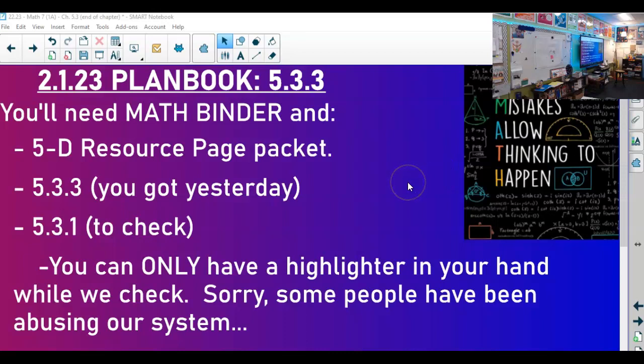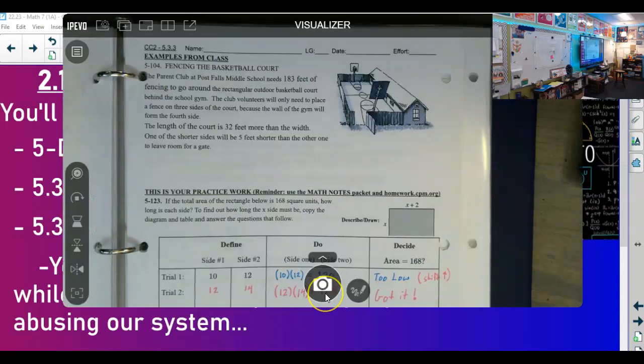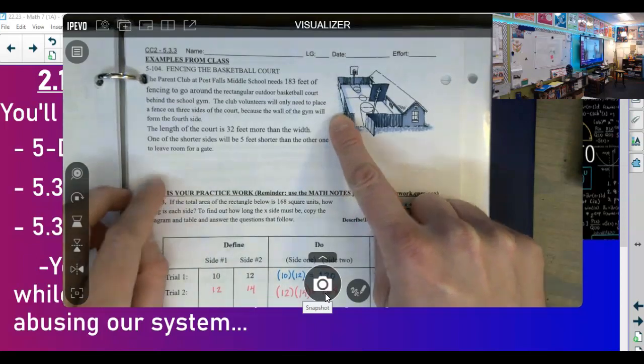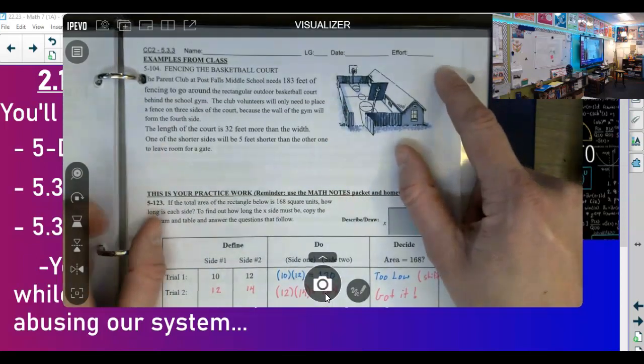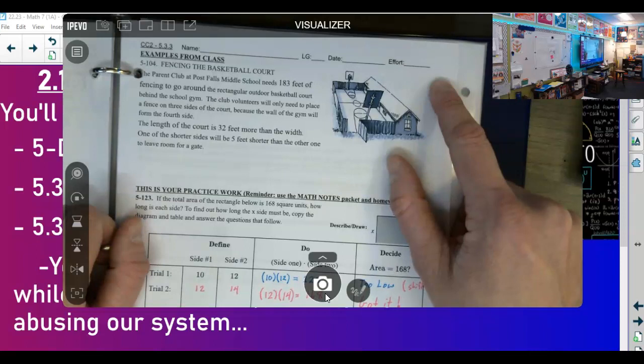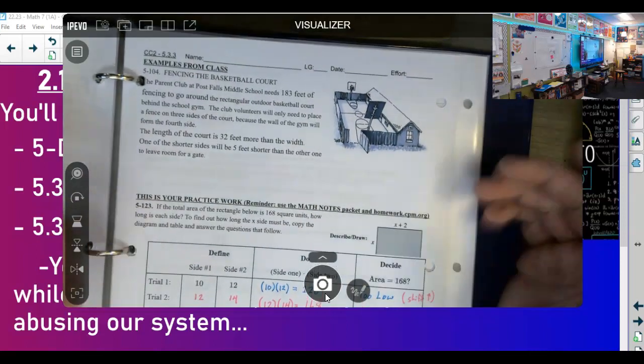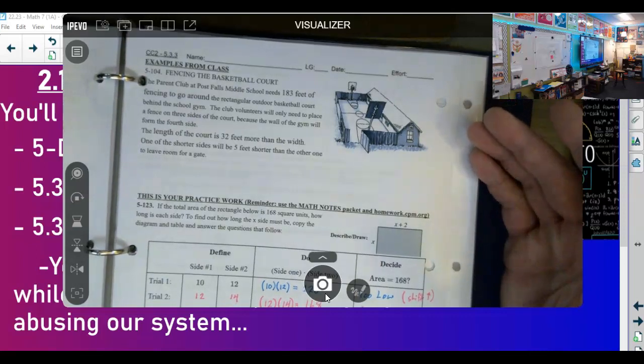All right, so you should only have a highlighter in your hand because we're about to check homework. However, I want to point out on today's class paper is a problem. This was from yesterday. I'm surprised none of you pointed it out since it had the picture of the basketball court.